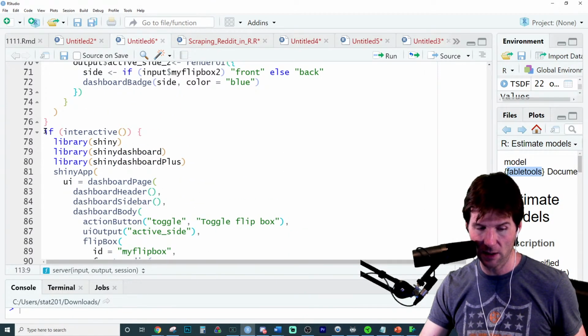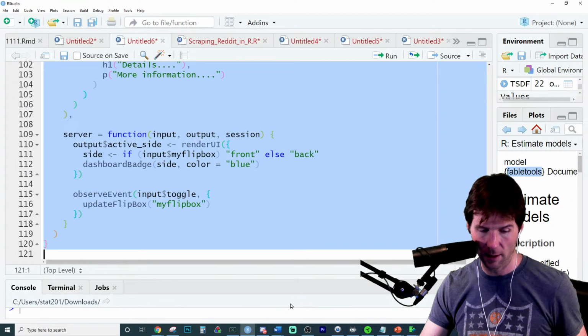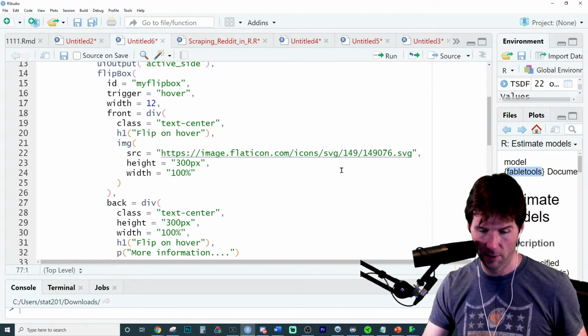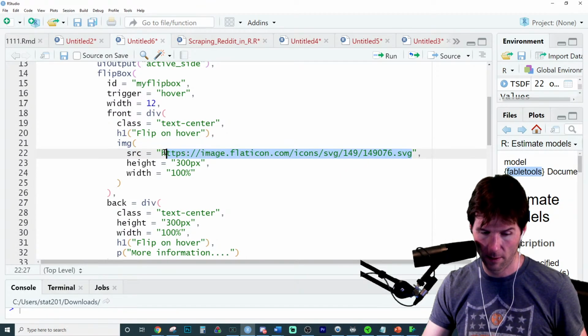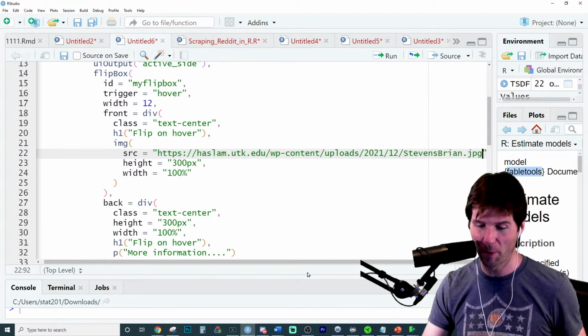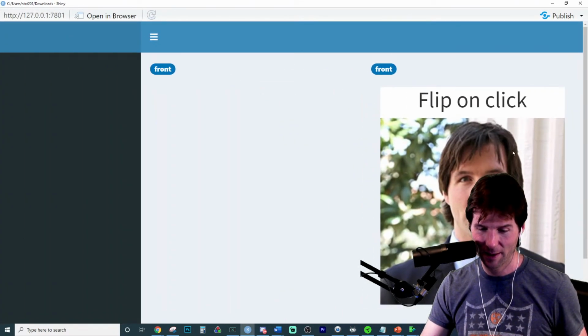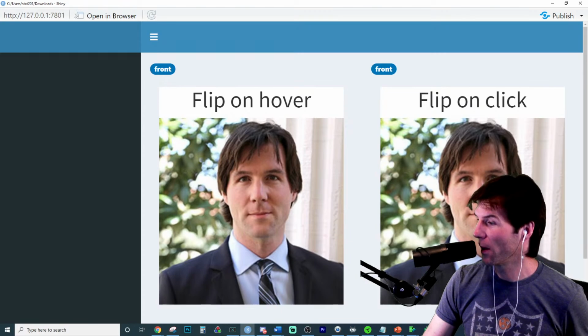I never like doing the if interactive thing. So let's remove the second one. Okay. There's the URL there. I was gonna put my brother's picture on here, but he's not here to approve. There we go. Just Brian Stevens everywhere.